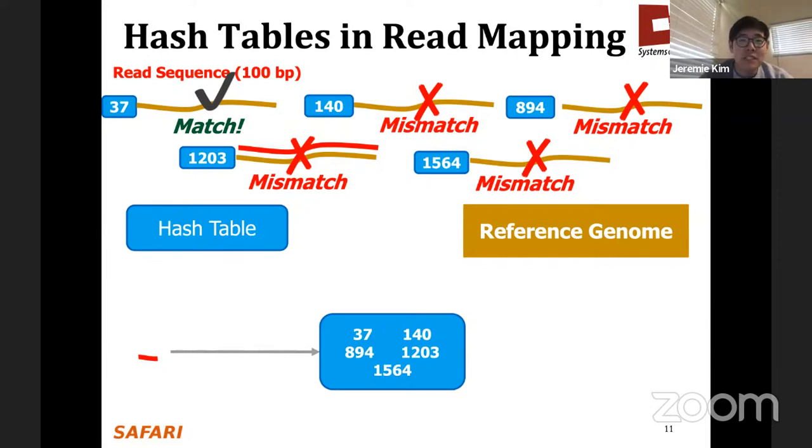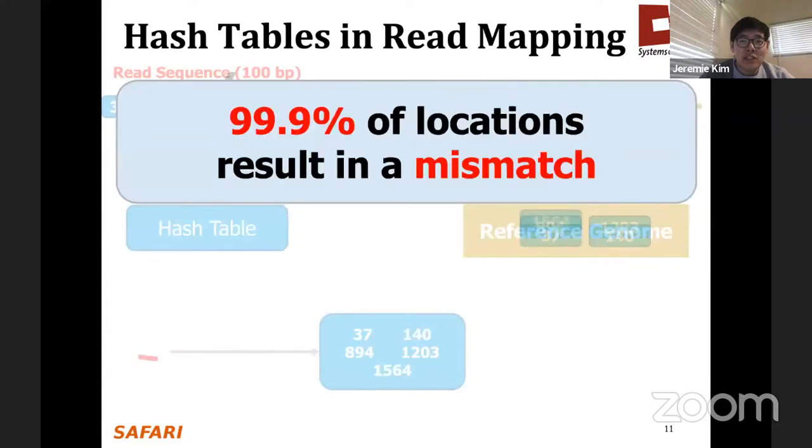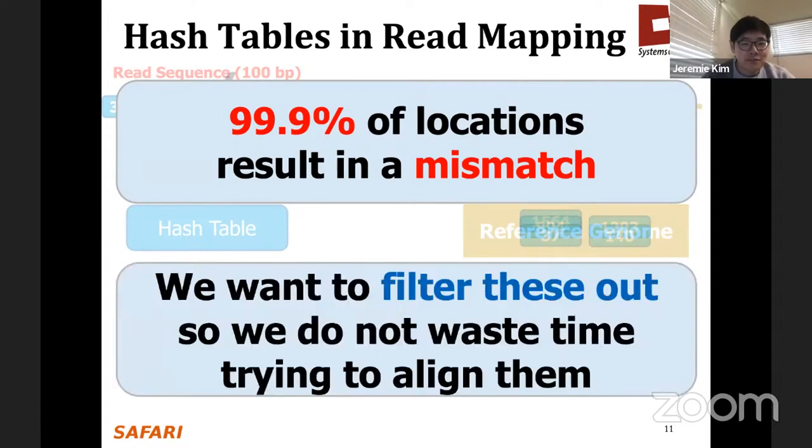So most of these locations we compare do not match the reads. We find that 99.9% of these actually result in a mismatch. So it's more efficient to build a filter that quickly identifies and discards such locations without doing the comparison to the reference genome. And so we want to filter out these locations that will result in mismatches very quickly.